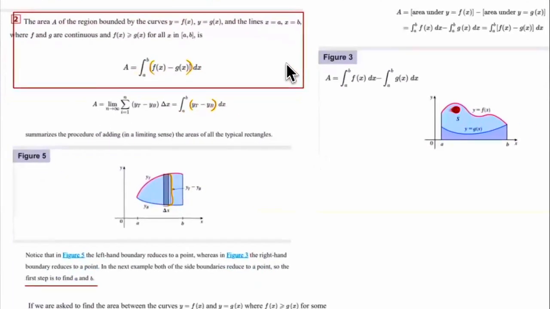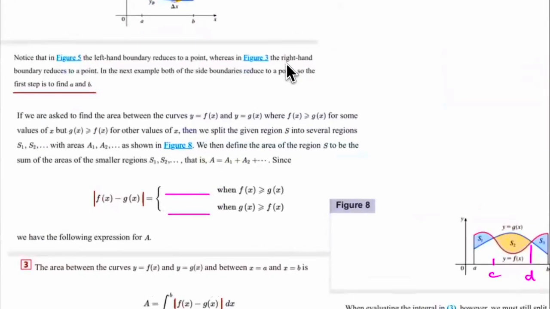Which makes sense if you think about f and g as positive functions, right? It makes sense. It's the area under f, subtract the area under g, right? You get this area between the two curves.